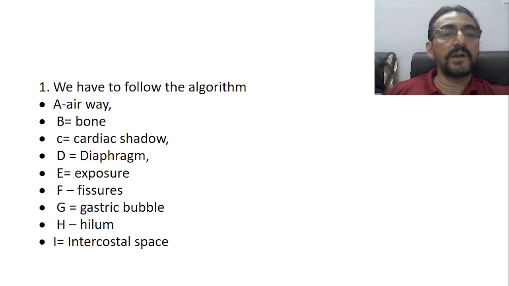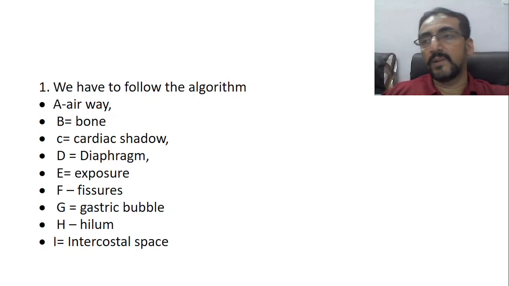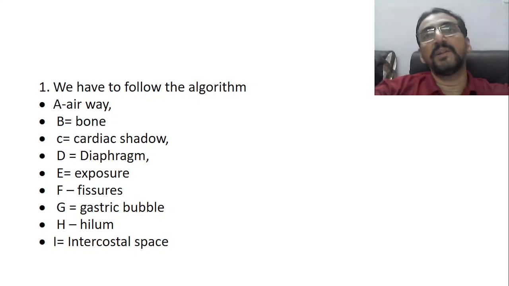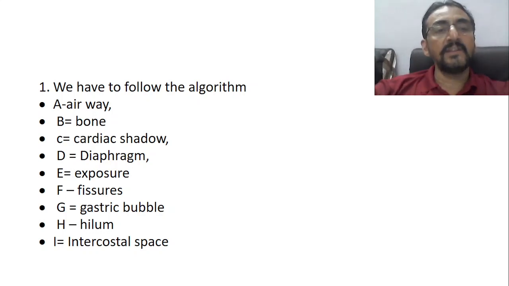C stands for cardiac shadow. Now look into the cardiac shadow, whether it is normal, whether it is increased. Cardiothoracic ratio we talk about, which is 7:5. So cardiothoracic ratio, whether it is increased or decreased, or whether the cardiac shadow is displaced to the other side. And this point you have to see in C.